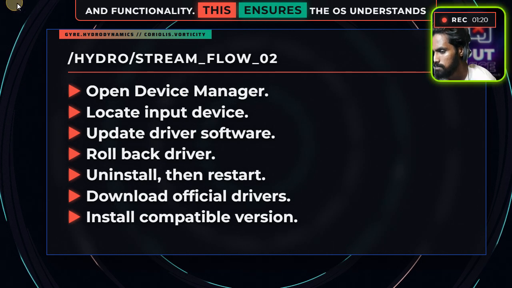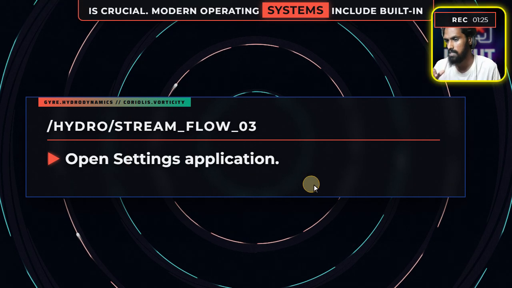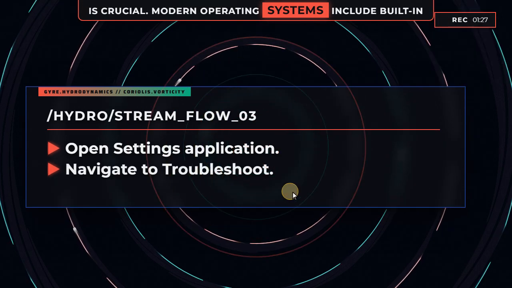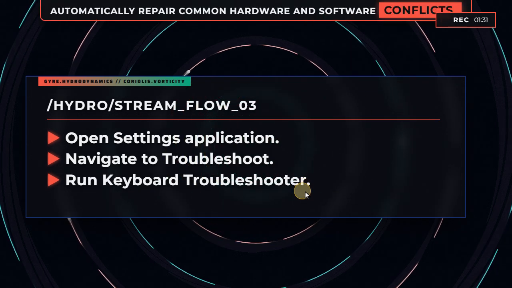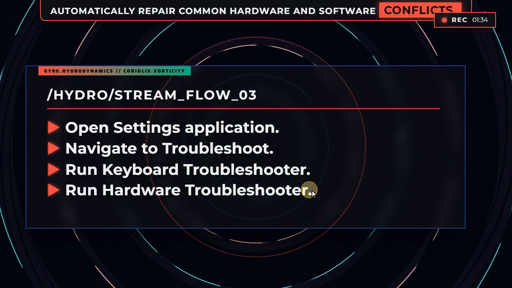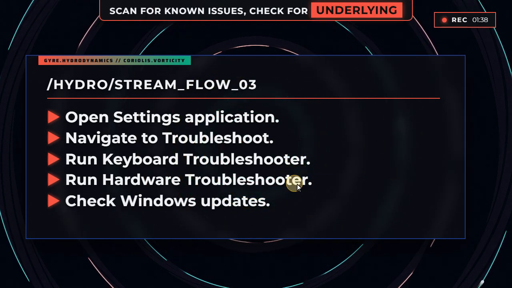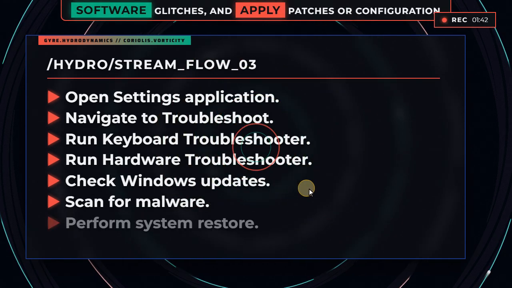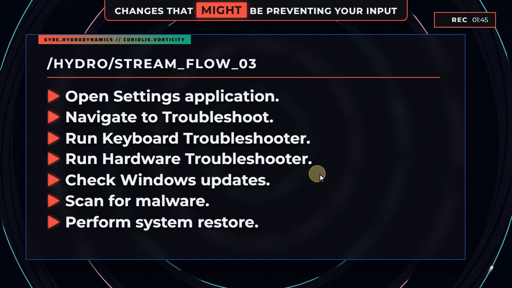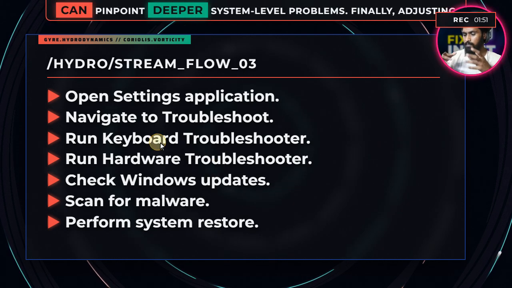Thirdly, system troubleshooting is crucial. Modern operating systems include built-in diagnostic tools designed to identify and often automatically repair common hardware and software conflicts. Running these troubleshooters allows the system to scan for known issues, check for underlying software glitches, and apply patches or configuration changes that might be preventing your input device from working as expected. These tools can pinpoint deeper system-level problems.